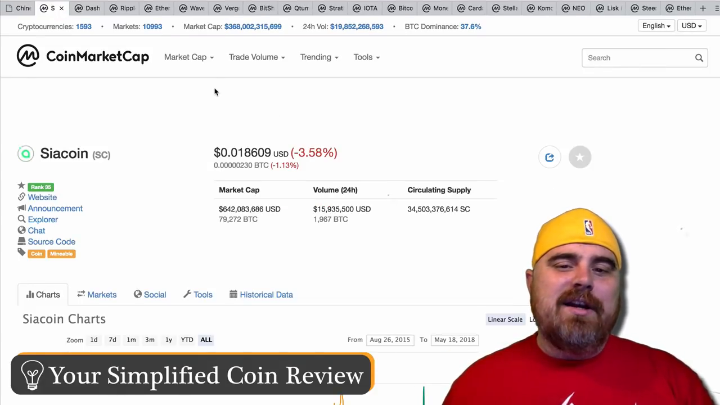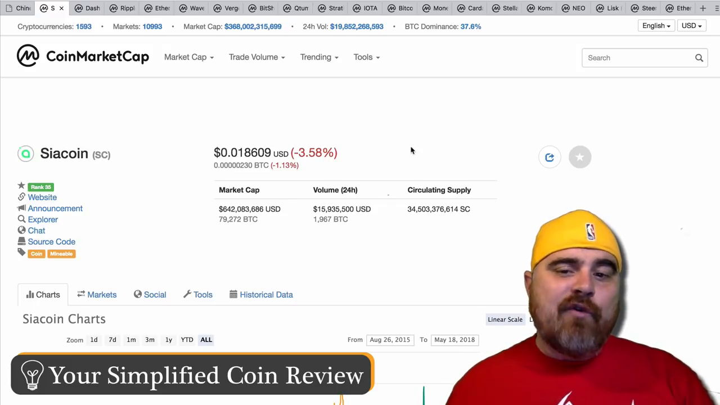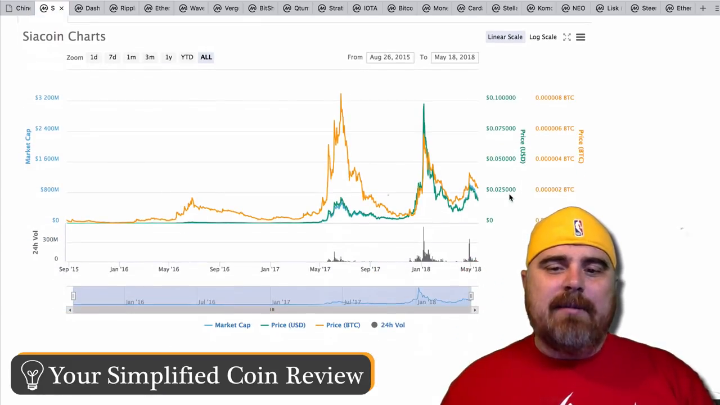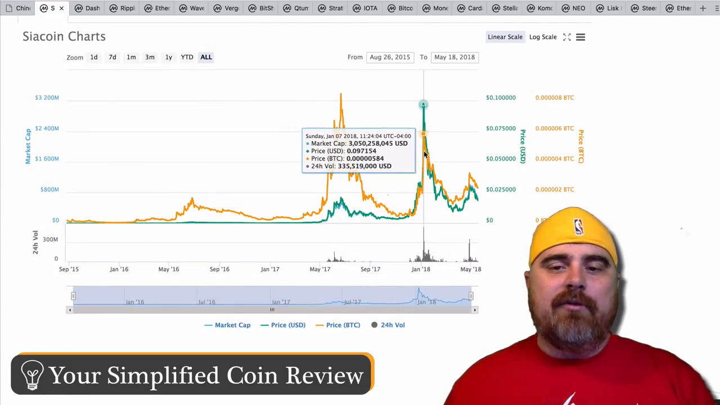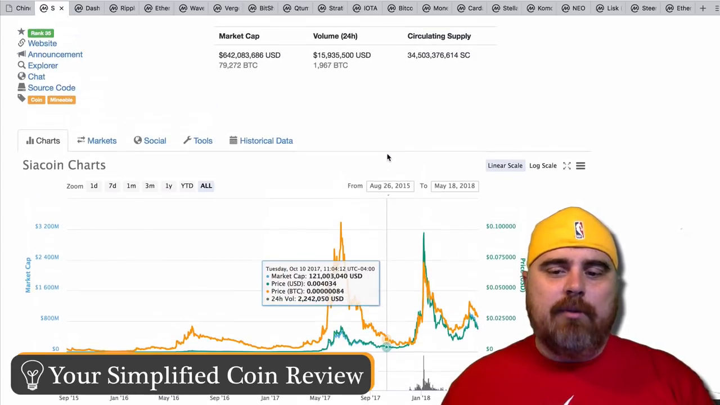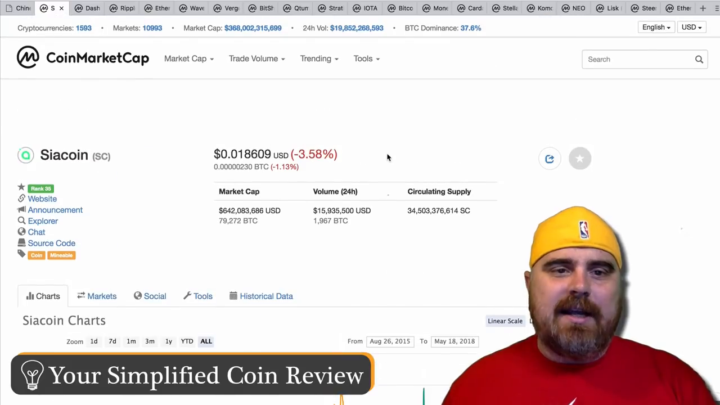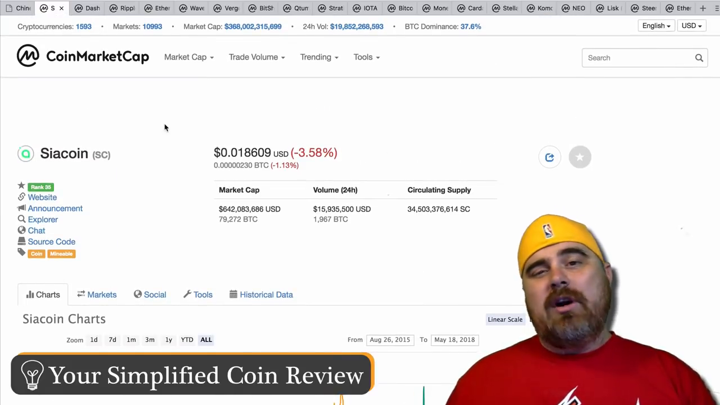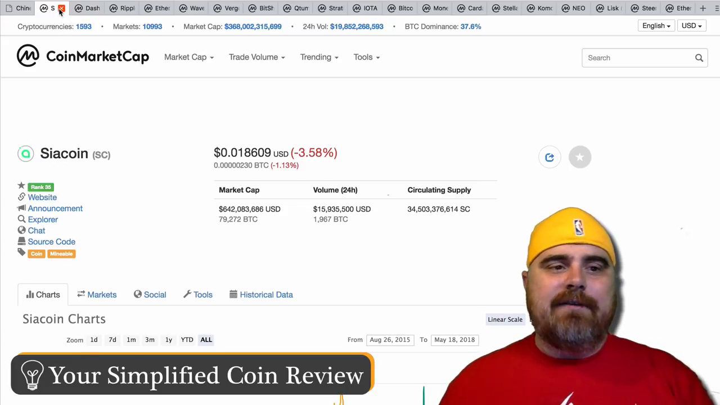So SiaCoin, there's 34 billion in the circulating supply. It's only at about 2 pennies right now. There was a lot of excitement about SiaCoin back in January before we had the crash, obviously. And it was back up on a climb, but over the last couple weeks, it's been heading back down again. So they ranked it at number 20, but on CoinMarketCap, it is ranked at number 35.